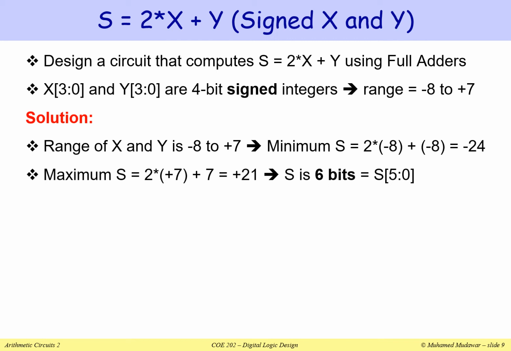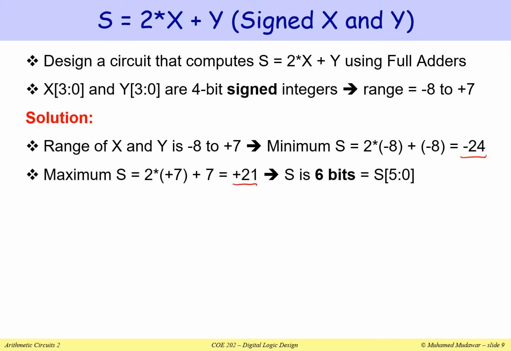Now the range, you can actually say what is the minimum S and what's the maximum S. So the minimum for S will be 2 times -8 plus -8, because this is the minimum for X and the minimum for Y. So you will get -24. That's the minimum value of S. What's the maximum value of S? It will be 2 times +7 plus 7. This will give me +21.